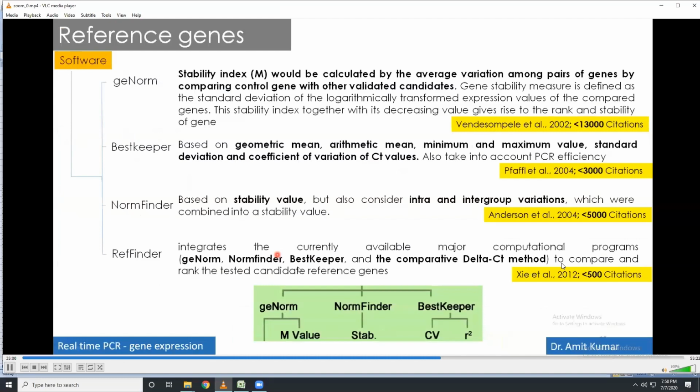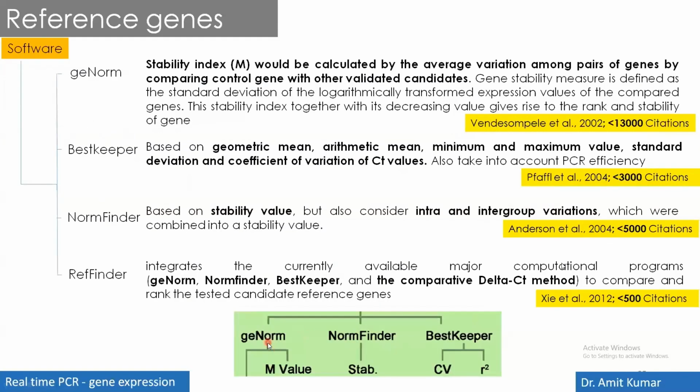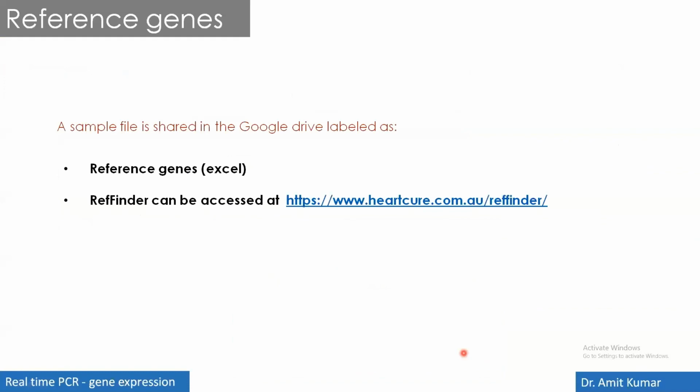If you can see this green box, you have geNorm, which is dependent on the stability index, that is the M value. NormFinder, which also depends on the stability value but considers the inter- and intra-group variation. And then the third, you have BestKeeper, which is largely dependent on the coefficient of variation and the standard deviation of the CT values of different genes. Okay? Now, let us go and do some practicals.